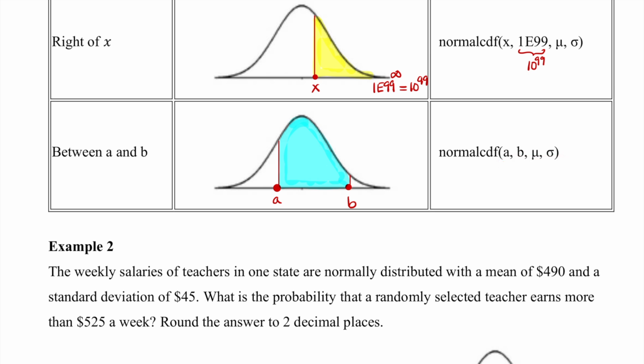The nice thing about normalcdf is that it always works the same way. Just identify where the shaded region starts, identify where it ends, and enter the mean and the standard deviation. Now, let's use this idea to find an actual probability.